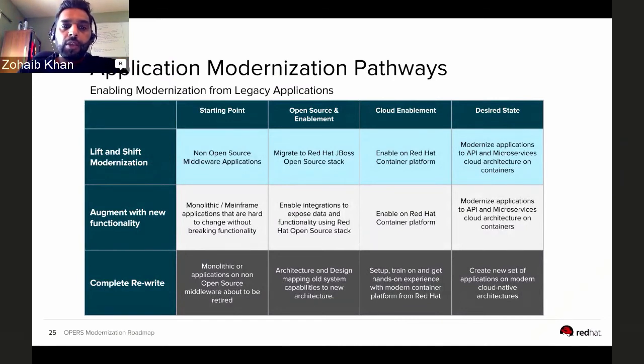As you can see, the starting point for lift and shift is usually a customer coming from non-open source middleware applications.